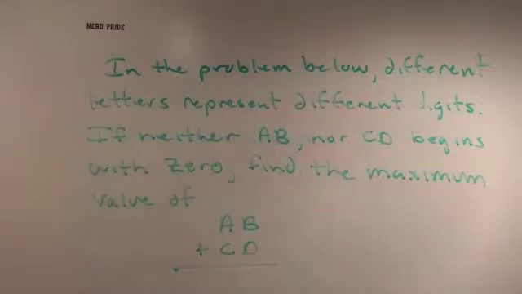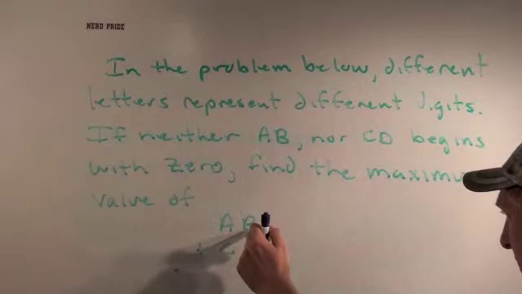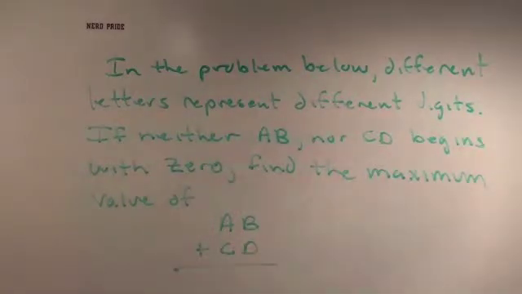They all have to be different. If A is 1, then B, C, and D can't be 1. You can only use 1 once. So we're trying to make AB plus CD as big as possible.